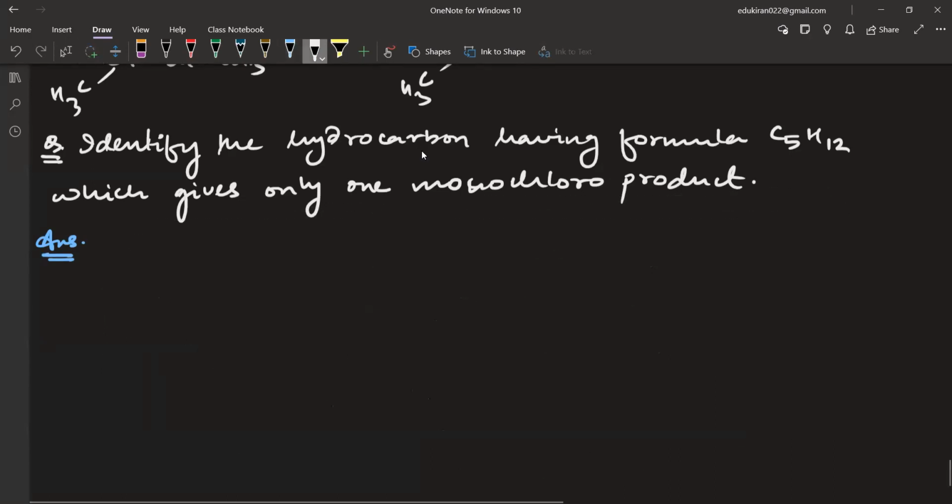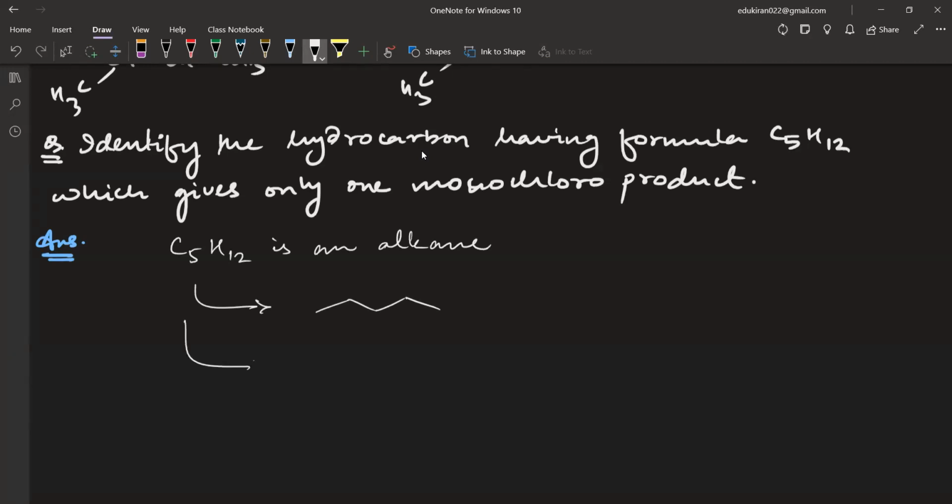The formula is saying that C5H12 is an alkane. Now, when it is an alkane, you can have either a normal alkane, that means you will have 1, 2, 3, 4, and 5 like this, or else you can have 1, 2, 3, 4, and there will be a carbon here. So, both of these formulas, see 1, 2, 3, 4, 5, C5H12. Here also 1, 2, 3, 4, 5, C5H12. So all of these are isomers.